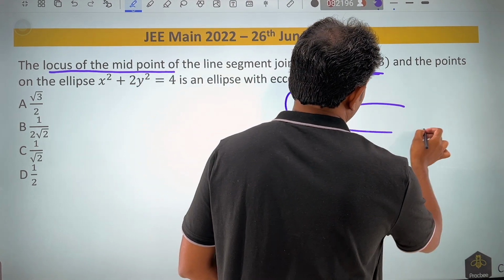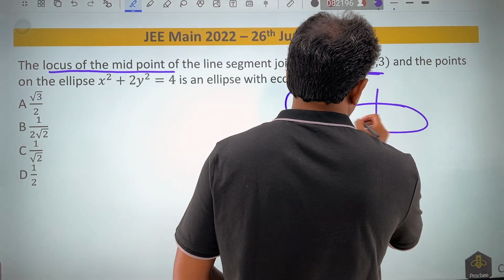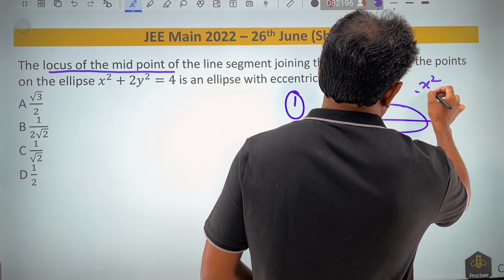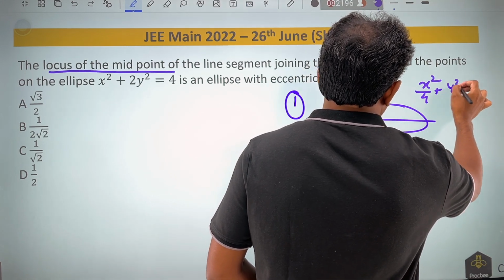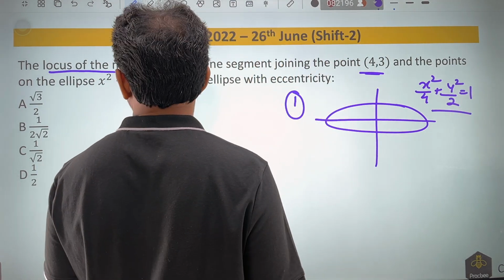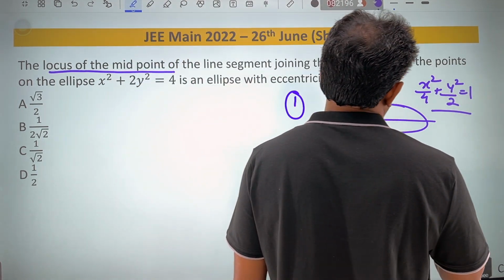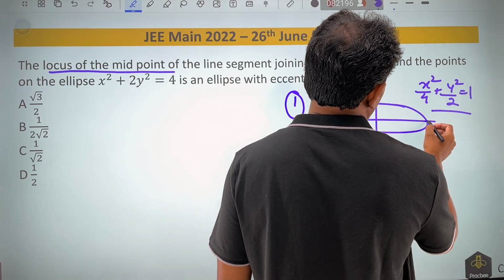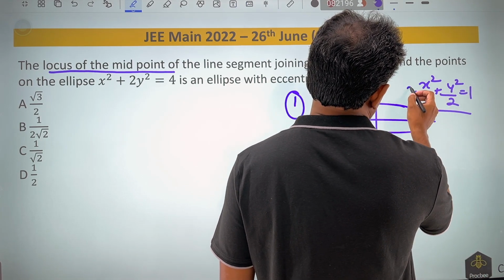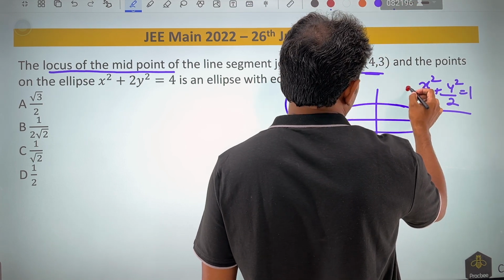So you have been given an ellipse, and if you write the equation of the ellipse, you will figure out that it looks like this: x square by 4 plus y square by 2 is equal to 1. And now there is a point 4, 3. So you can see that this would be nothing but 2. So 4, 3 would be somewhere here. So now what we have got is a point 4, 3.